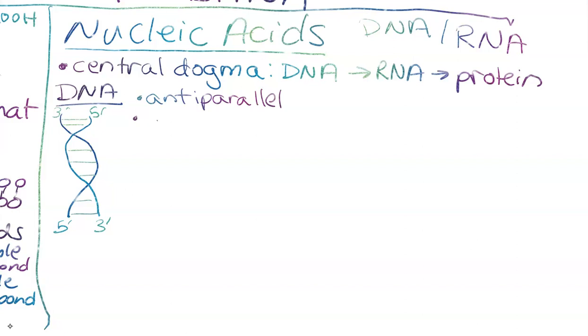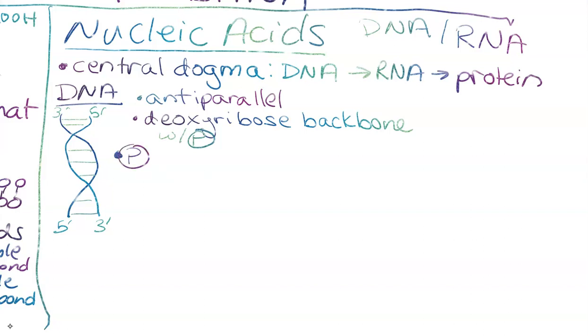There is a deoxyribose backbone. Deoxyribose. Oh, what's that? Oh, it's a sugar. And there's phosphates interspersed between the deoxyribose. The phosphates have a negative charge and are on the 5' end. And they're alternating, but the 5' end ends with a phosphate.